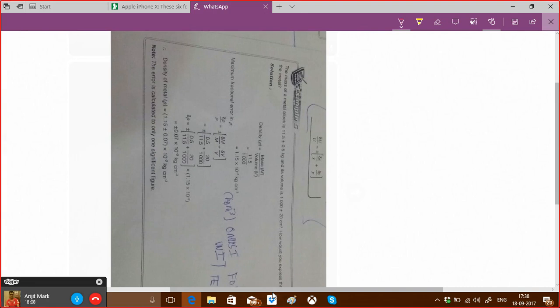So, beta, they are talking about mass. Given quantities, you have to write first. Mass is given to you as 11.5 plus minus 0.5 kg, where plus minus means the error. And volume is 1000 plus or minus 20 cm cubed. The question is asking how you would express the density of the metal. Fantastic. So we know that density equals mass over volume.